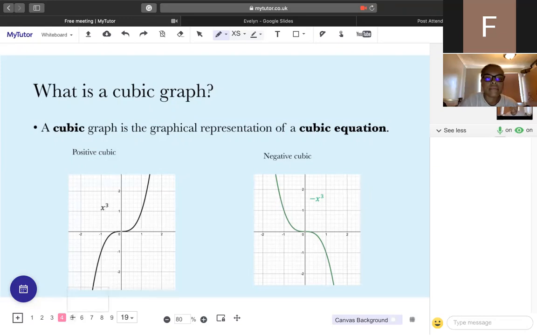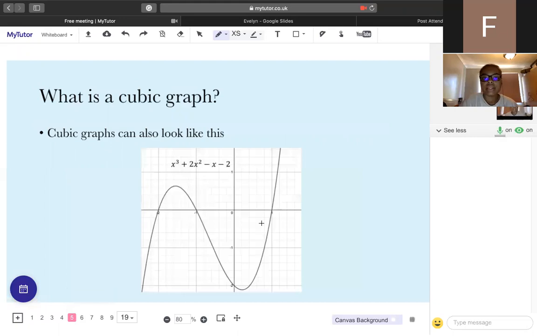Now, as well as the ones that we've just seen, cubic graphs can look more like this as well. They don't have to be a smooth curve that starts from the bottom and only goes up. It can go up and down and go back up again. So you can have a cubic graph like this with a cubic function like this.